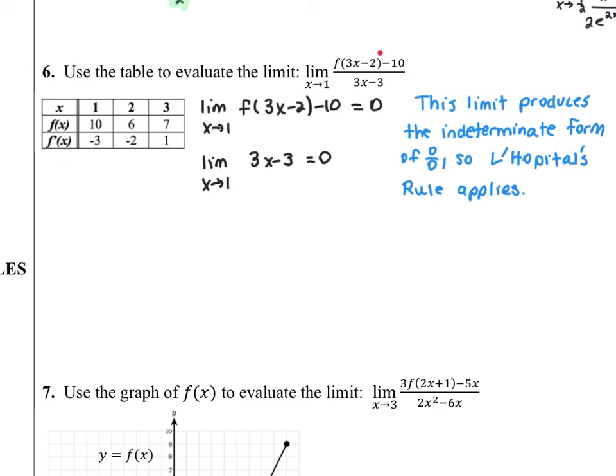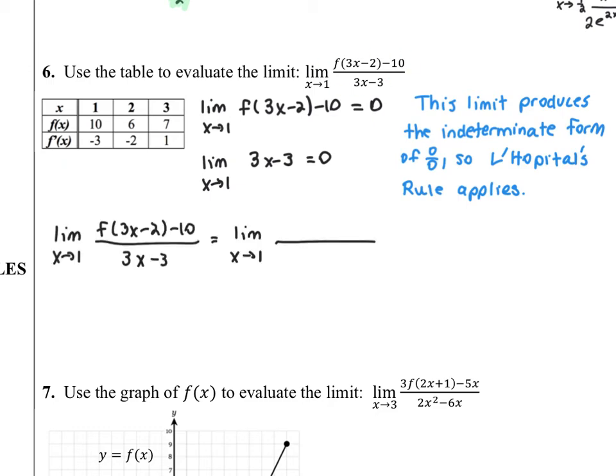Now I'm going to write down my original problem and find the derivative. Make sure on that numerator's derivative that you follow the chain rule on this part. This is f of 3x minus 2, so that 3x minus 2 is your inside function. So following the chain rule, I do the derivative of the outside, which is f prime, leave the inside alone, so it's just 3x minus 2, times the derivative of the inside. And the derivative of 3x minus 2 is times 3. And my minus 10 just drops off.